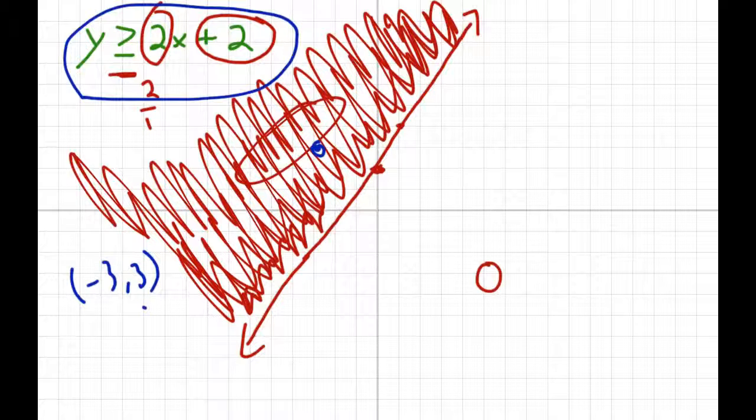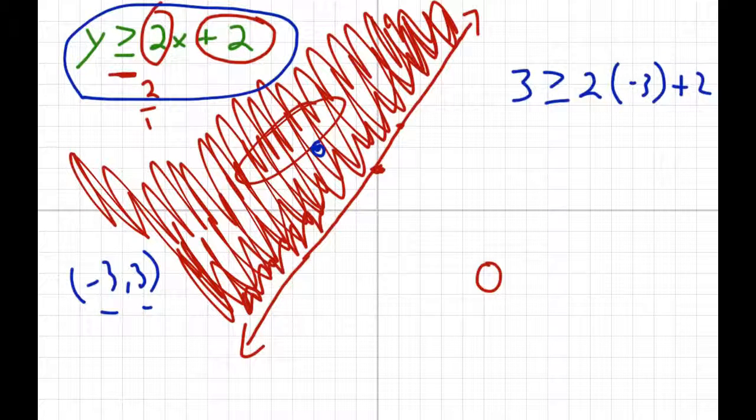So my y value is 3. I'm going to put 3 in for y, greater than or equal to 2 times my x value, which is negative 3, plus 2. 2 times negative 3 is negative 6. Negative 6 plus 2 is negative 4. And now, is my statement true? Is 3 greater than or equal to negative 4? Yes. So that point is in the correct place, and I shaded in the correct area.